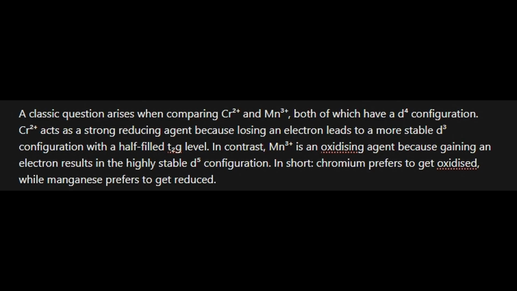A classic question arises when comparing chromium 2+ and manganese 3+, both of which have a d4 configuration. Chromium 2+ acts as a strong reducing agent because losing an electron leads to a more stable d3 configuration with a half-filled t2g level. In contrast, manganese 3+ is an oxidizing agent because gaining an electron results in the highly stable d5 configuration. In short, chromium prefers to get oxidized, while manganese prefers to get reduced.